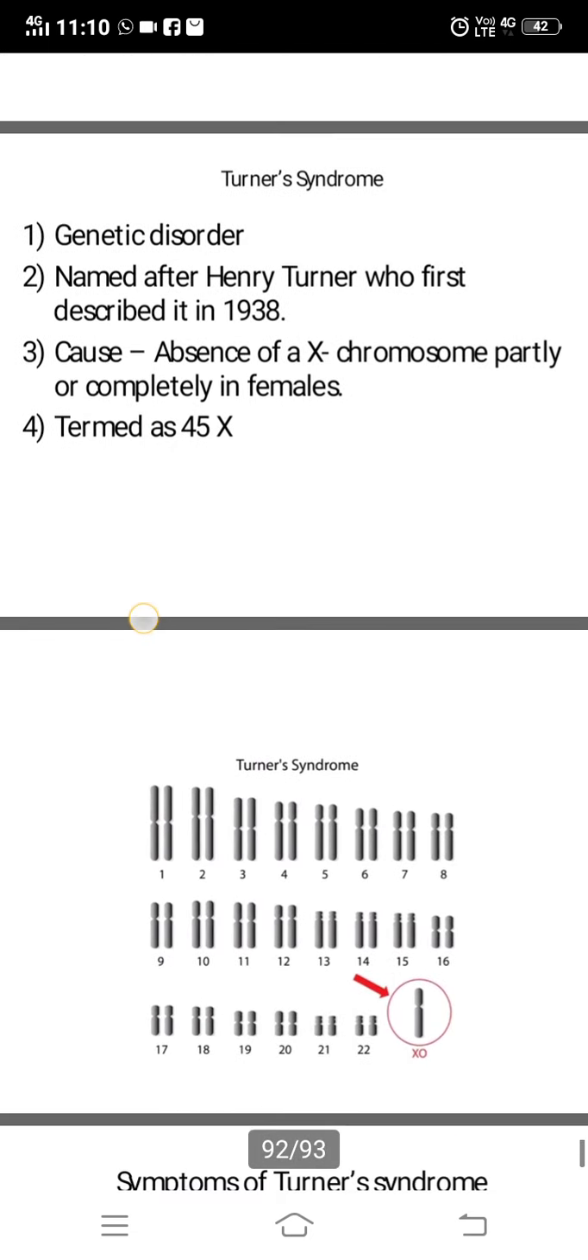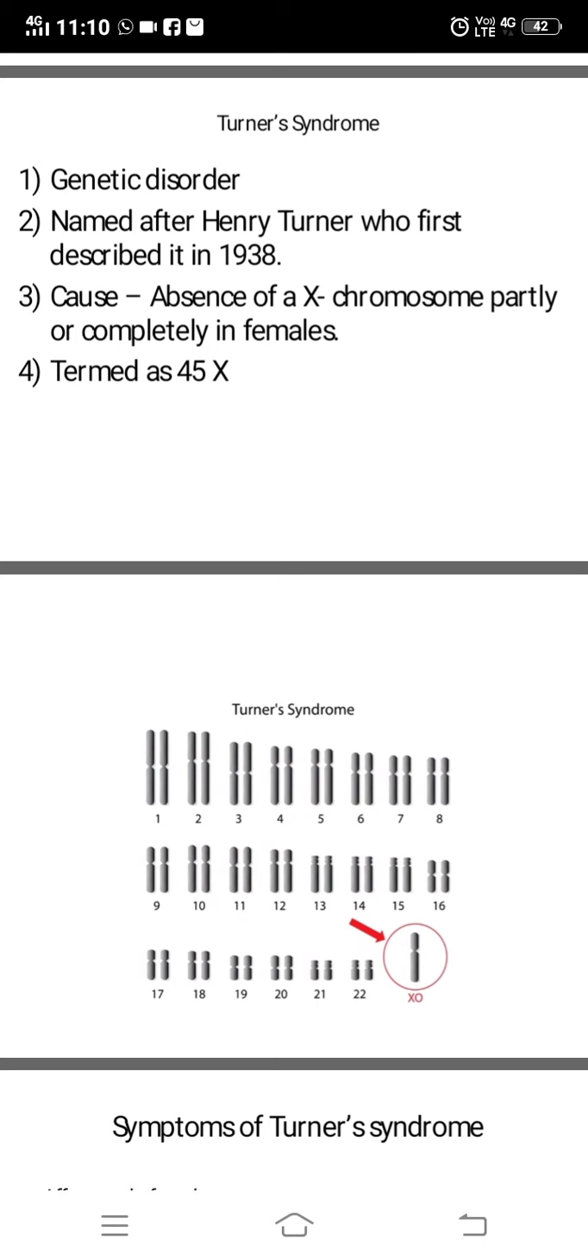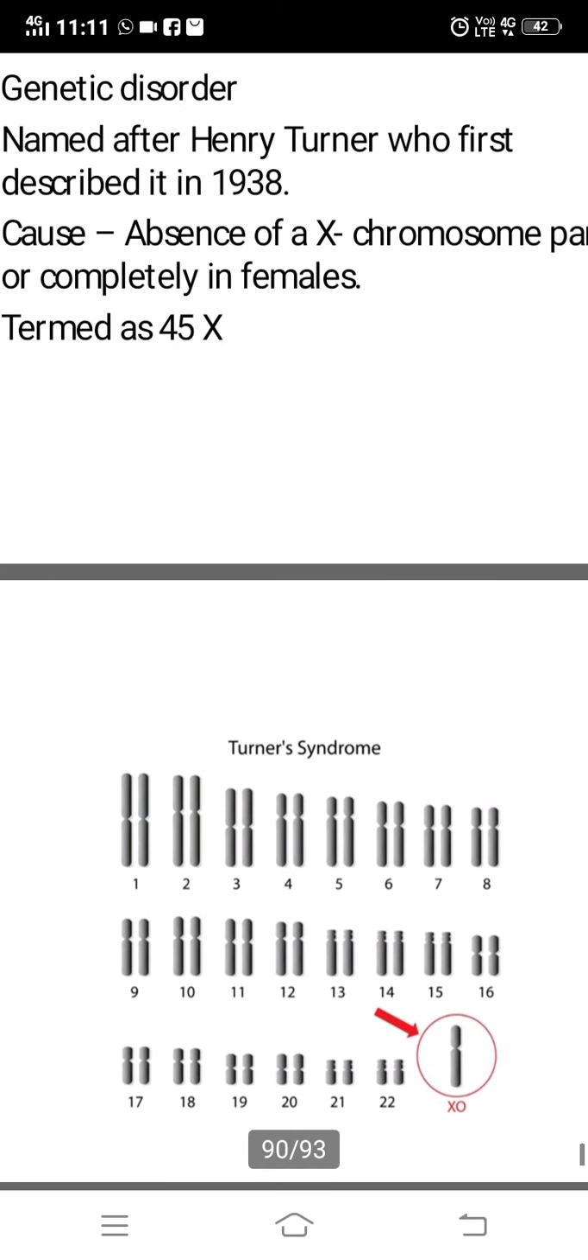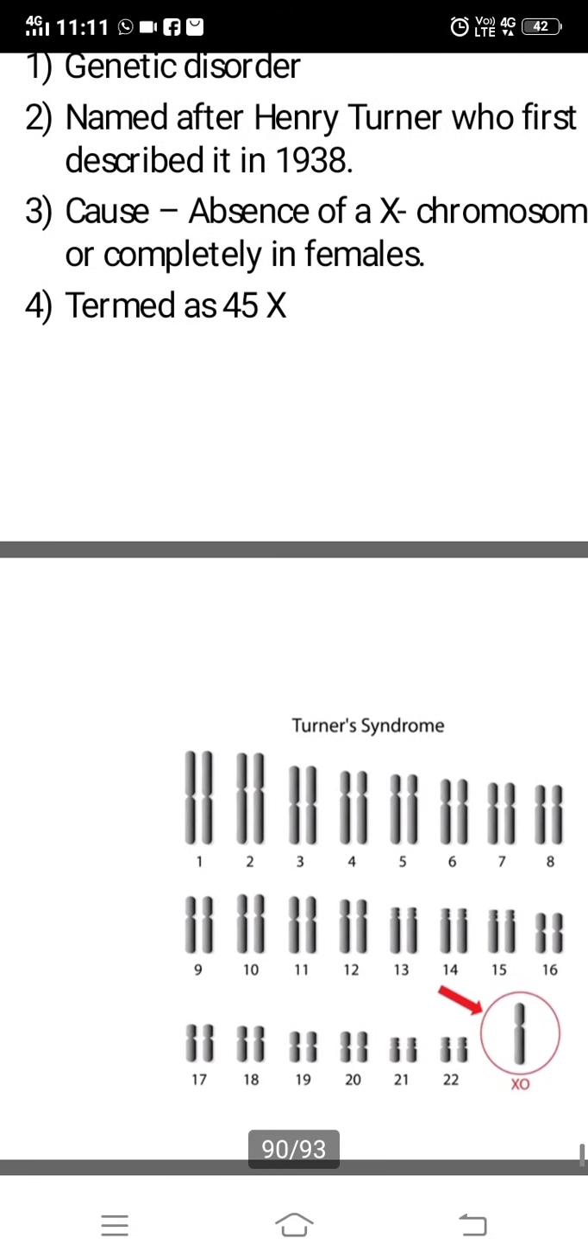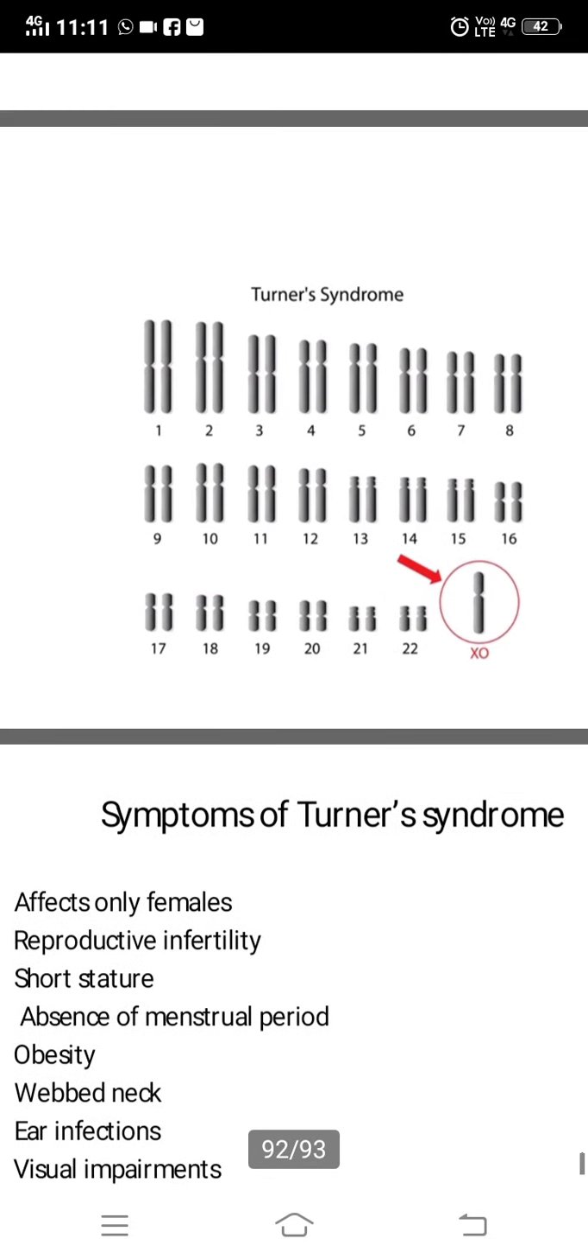Coming to the next syndrome, that is Turner syndrome. It's again a genetic disorder named after Henry Turner, who first described it in 1938. Its cause is the absence of an X chromosome. Where Klinefelter syndrome had an extra chromosome, here there is an absence of an X chromosome, partly or completely, in females. You can see here only X is there. XX should be there, only X is there. So it is termed 45 because the 46th chromosome is not there, 45X.